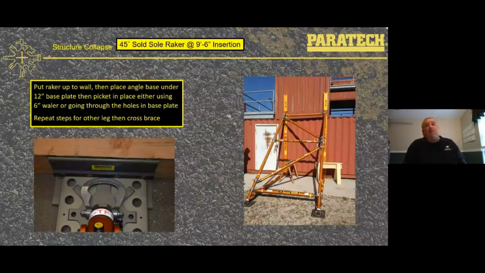Put the raker up to the wall. Then place the angle base under the 12 by 12 base plate. Then pick it in place, either using a 6 by 6 whaler or going through the holes in the base plate. Repeat steps for the other leg, then cross brace. The picture on the right is fully cross braced. The raker is over 11 feet, so we put 3 laterals on and put a backwards K.